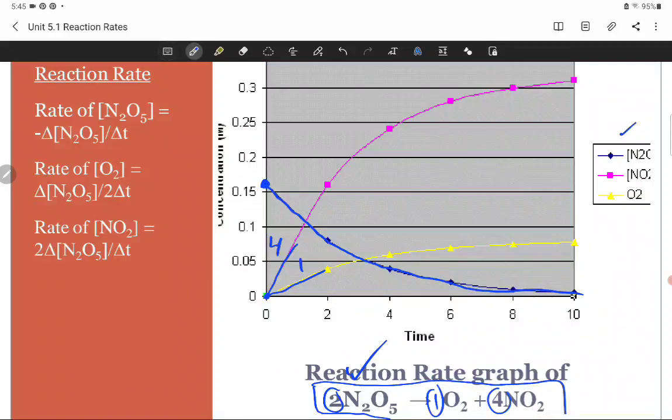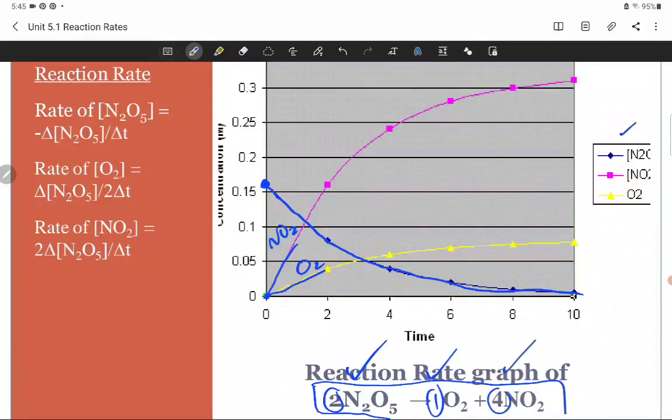So this is for the NO2, and this is for the O2. So they should go up by different rates. Again, you're not going to get a straight line per se with these curves, but you could look at a tangent. That's a straight line off of the curve, and they definitely will be different.